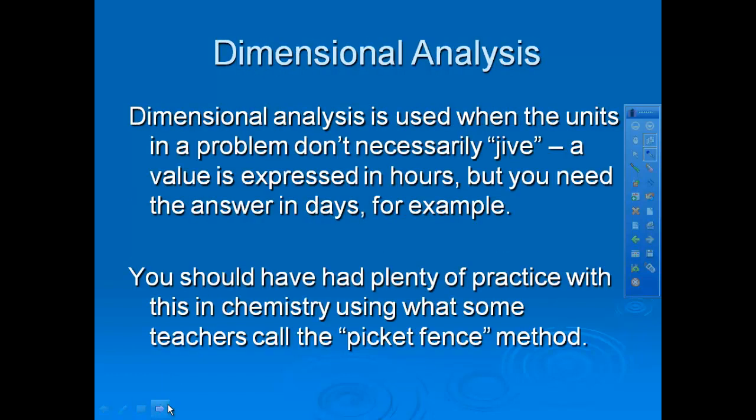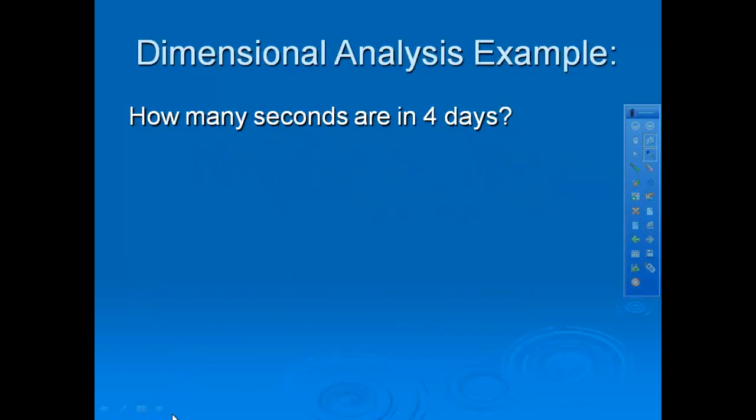Okay, dimensional analysis. Conversions is when you're going from one prefix to another, but you're using the same unit. So you're going from kilometers to meters, or you're going from micrograms to grams. Dimensional analysis is when you don't necessarily use SI units, and the units don't really jive. For example, you might be asked to convert something from days into seconds, or from meters into miles. So you need to have a conversion factor, first of all. And then you're going to use the same kind of picket fence method that I just showed you guys.